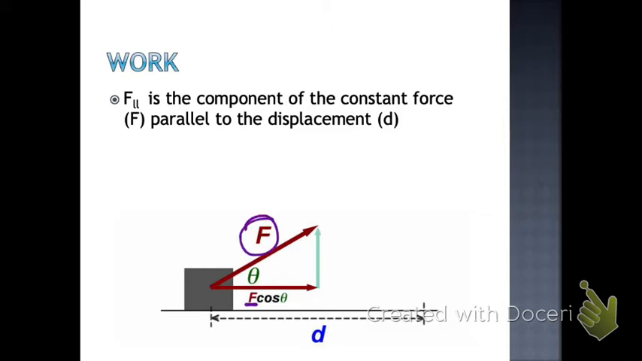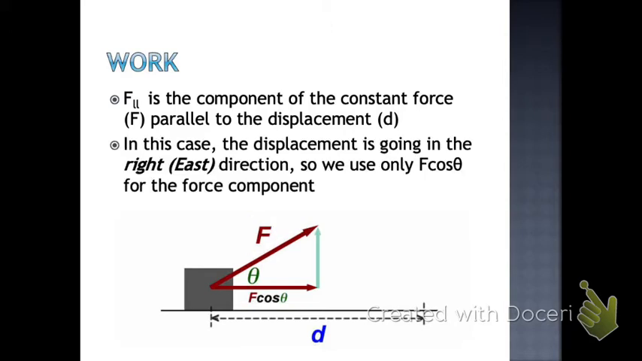We're not concerned about the force that's happening at an angle. The force that we would use to solve for work would only be the horizontal component of that force, because our displacement and our force have to be parallel to one another. Both have to be horizontal. In this case, the displacement is going to the right, so technically we only use the cosine of that force. We're only looking at the x component.